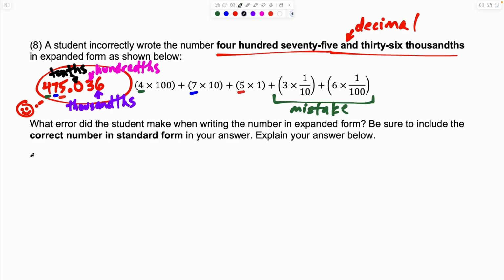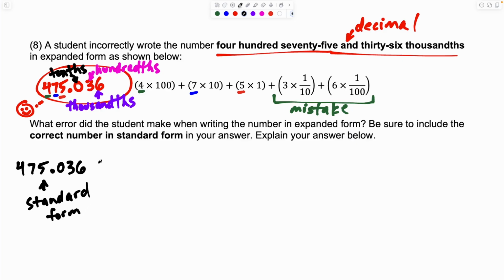So if I write the standard form, let me write this neat, 475 and 36 thousandths is this. So this would be the correct standard form. Okay, so this is standard form here.